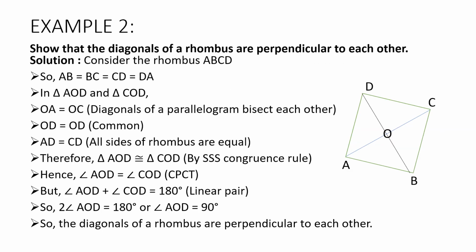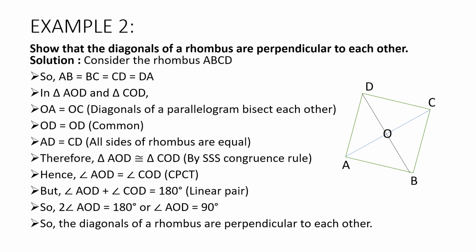Example 2. Show that the diagonals of a rhombus are perpendicular to each other. Consider the rhombus ABCD. Rhombus means all the sides are equal, so AB, BC, CD and DA are equal. Now in triangle AOD and triangle COD, OA is equal to OC because diagonals of a parallelogram bisect each other. Rhombus means first it is a parallelogram also, so diagonals bisect. OD and OD are the same common line segment. AD is equal to CD again because sides are equal in a rhombus. Therefore, triangle AOD and triangle COD are congruent by SSS congruence rule.